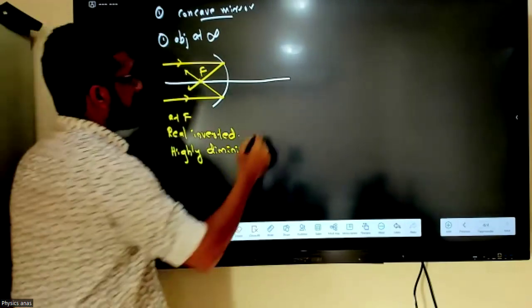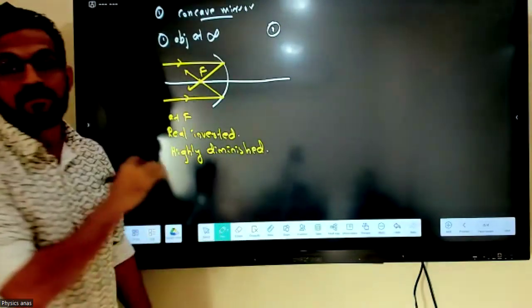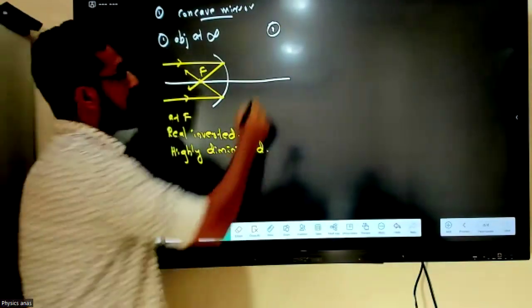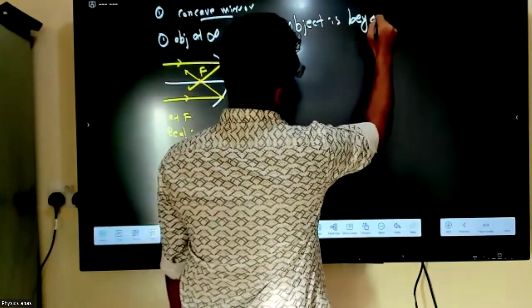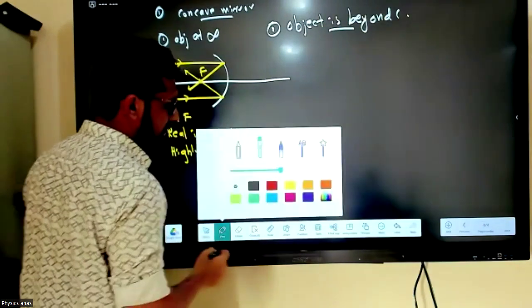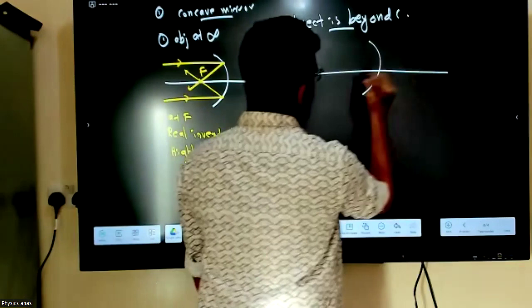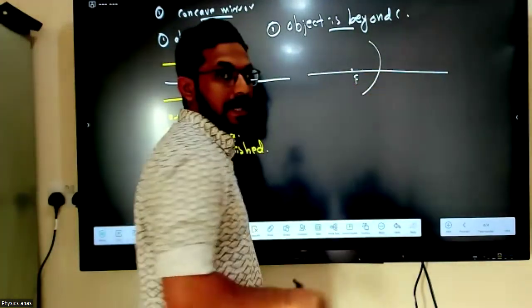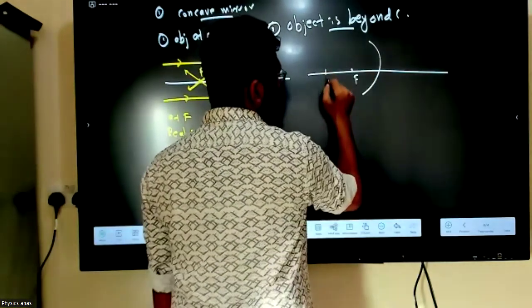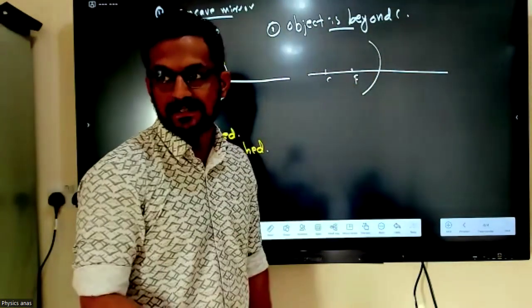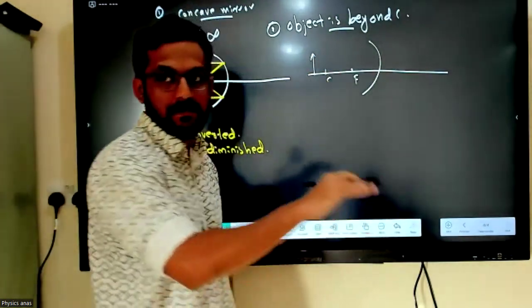Got it? Okay, then what is the second one? Now the object is beyond C. This is our mirror, and we can take 2 centimeter for F and 2 centimeter for C, so that is 4 centimeter as a whole. Beyond C, a 1 centimeter height object is placed here.